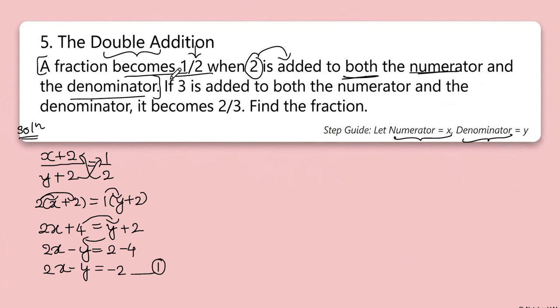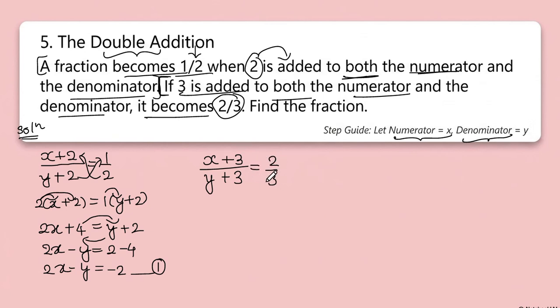Now look at the second condition. If 3 is added to both numerator and denominator. Okay, so now we have to add 3. So numerator is x, we have to add 3, so x plus 3 upon denominator is y, we have to add plus 3. So it becomes 2 by 3. Okay, so if we are adding 3 to the numerator and denominator, the fraction is 2 upon 3.